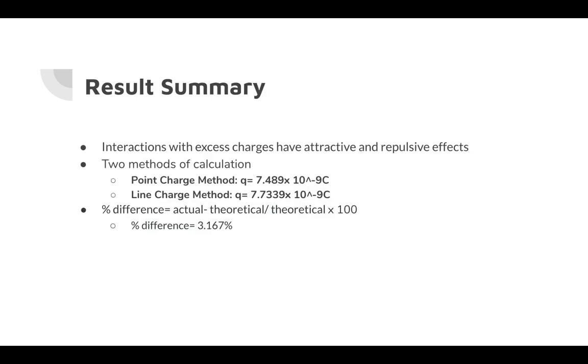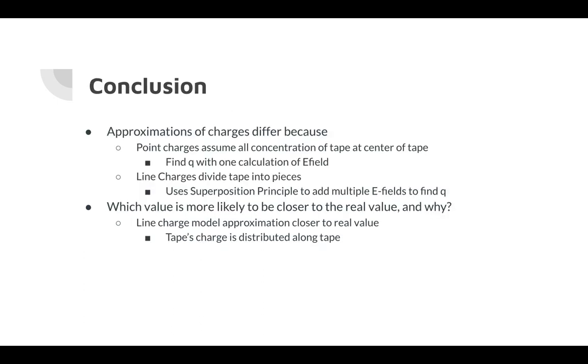My results summary showed that the interactions I have with excess charges have attractive and repulsive effects, and the two methods of calculations I used showed that Q equals 7.489 times 10 to the negative 9 coulombs using the point charge method, and 7.7339 times 10 to the negative 9 coulombs when I use the line charge method. This has a percent difference of 3.167%.